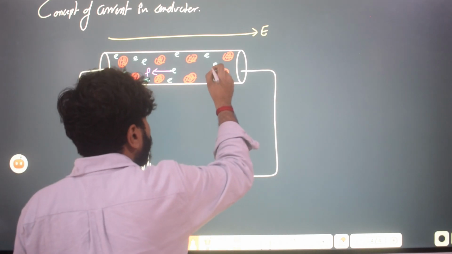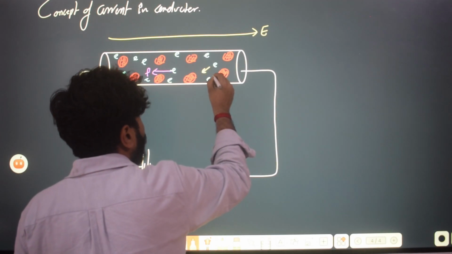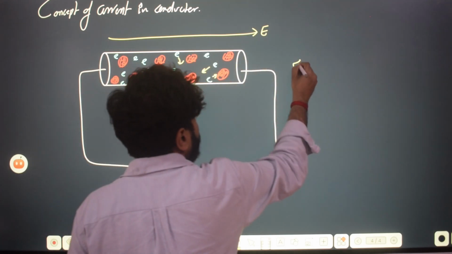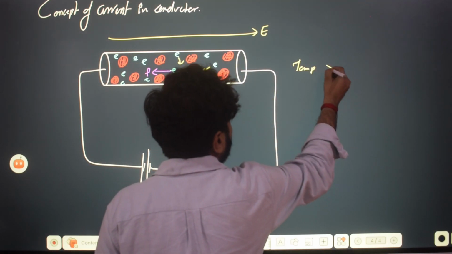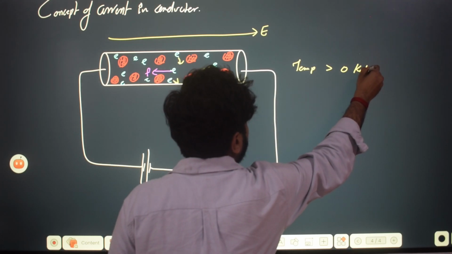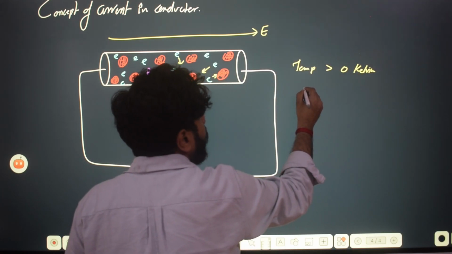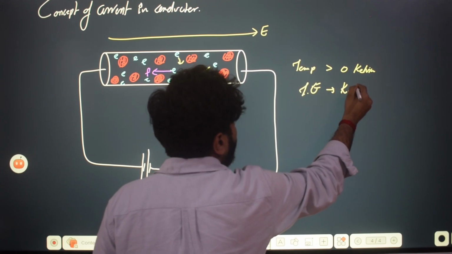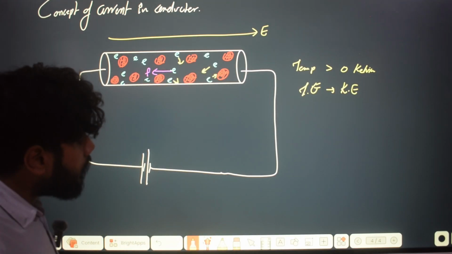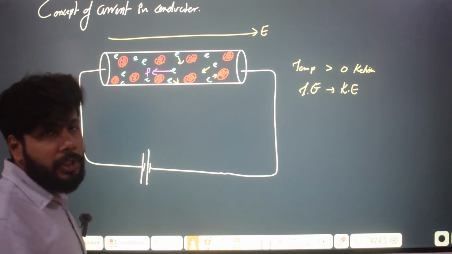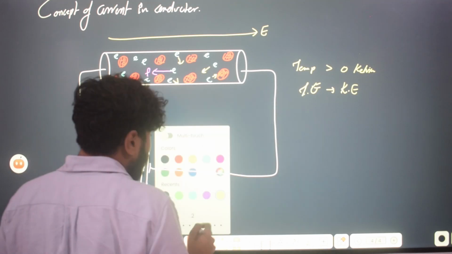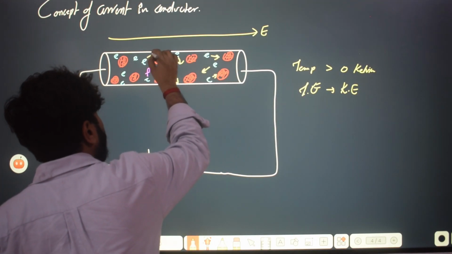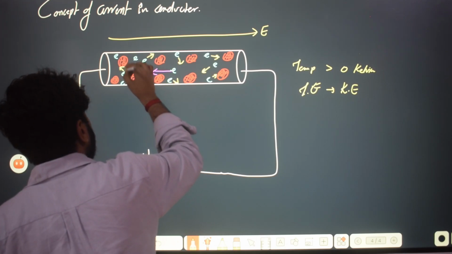Right? And even though there is some force, the electron will still not stop moving randomly. Can you tell me why? Because the temperature will still be above 0 Kelvin, and that means the thermal energy is providing kinetic energy to the electron. So the electron is still going to move here and there pretty much randomly, and because of this random motion, the motion of the electron will not be that smooth.